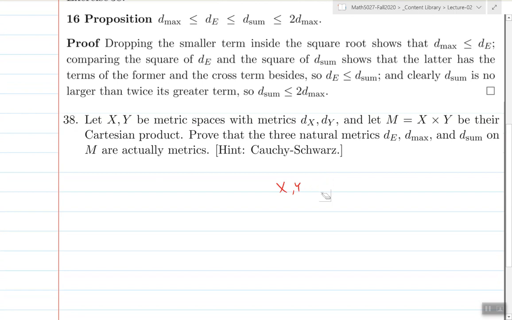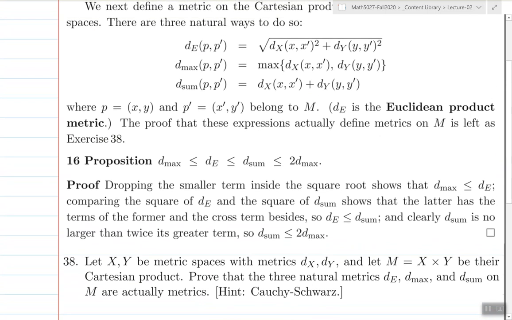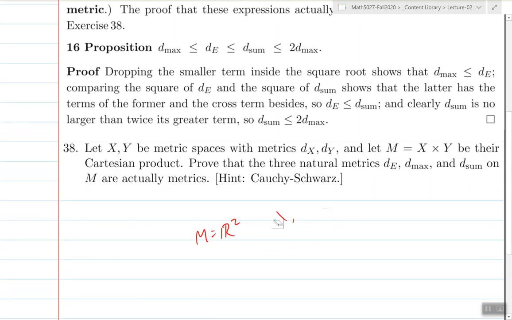My handwriting here is terrible, I'm sorry. But take them to both be the reals, and then take M to be R squared. And then you're literally talking about your typical Euclidean metric that you're familiar with. This is something that would be related to what we call an infinity norm metric. And then this is the taxicab metric. So look at it, try to figure it out, think about it.